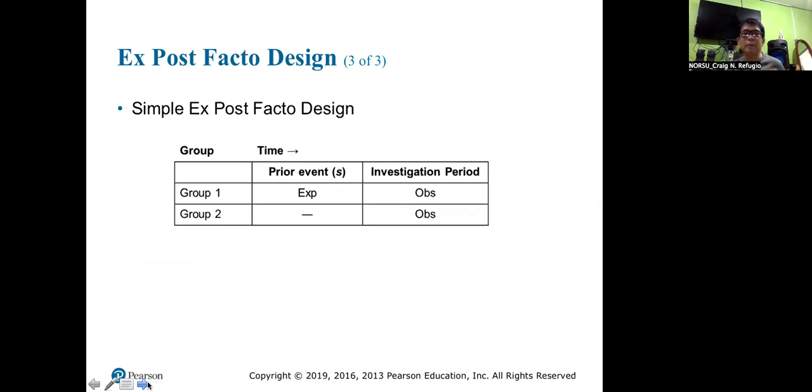So simple ex post facto design. So group one and then group two. Prior events. So we have here ex post facto. Then the investigation period, so we have the observations for group one and then group two.